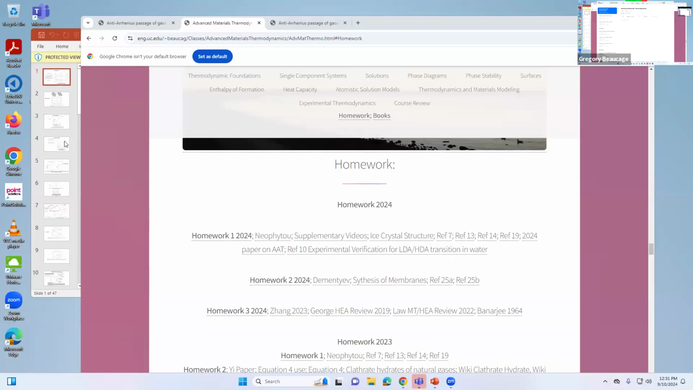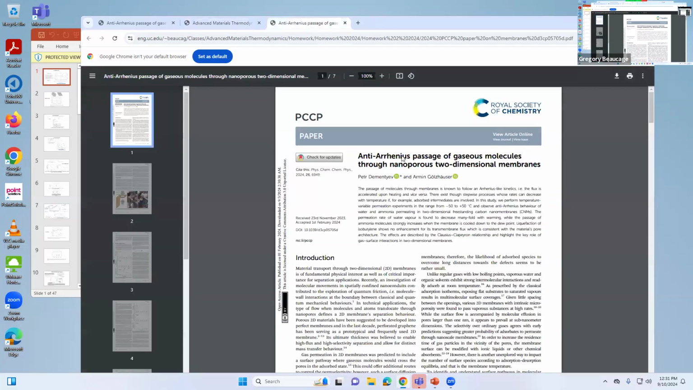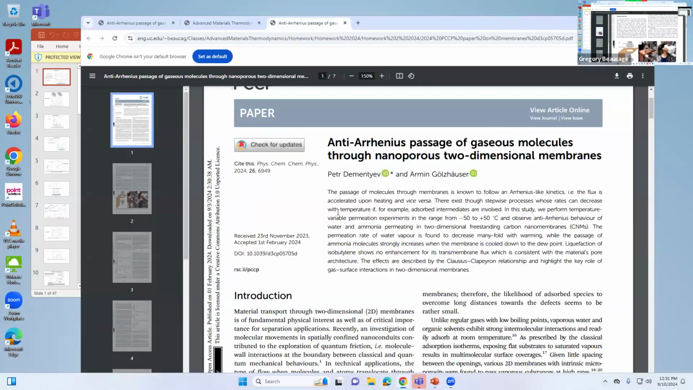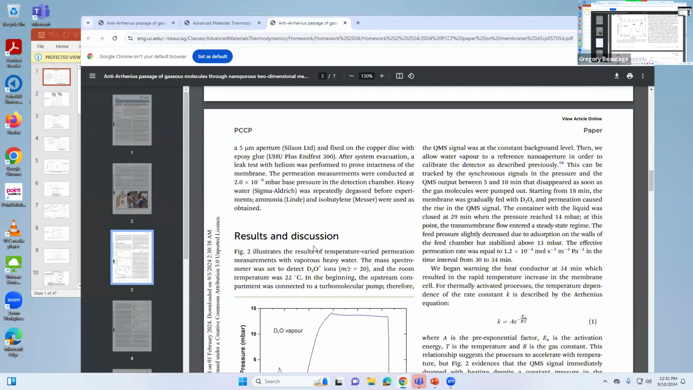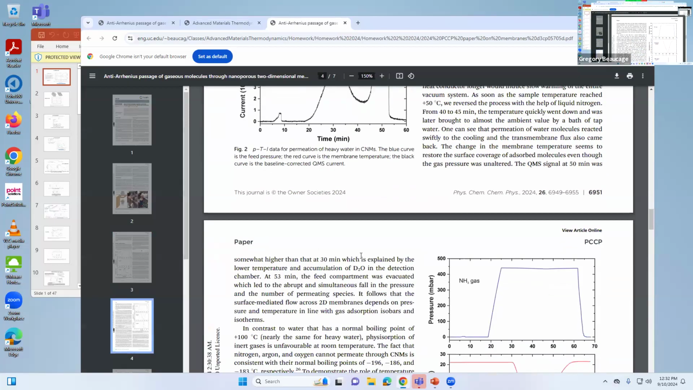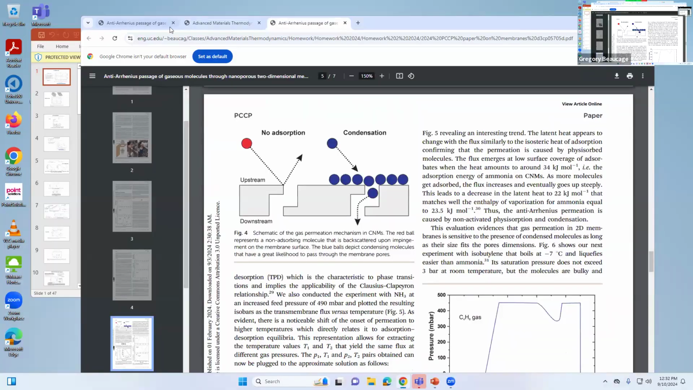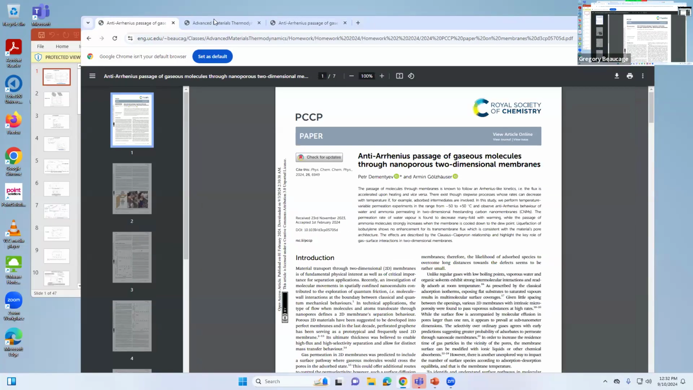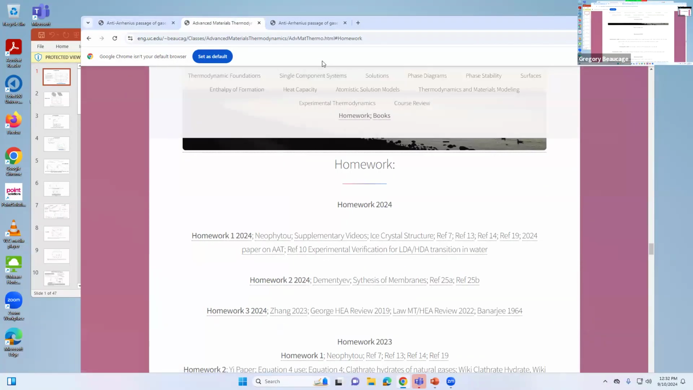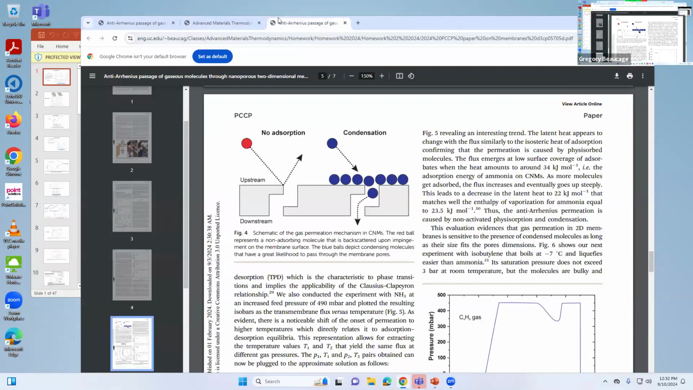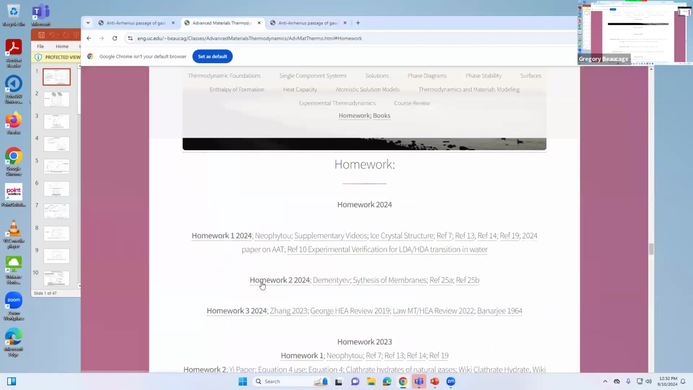Let's see. So the homework was on this paper, about transport, and we did the Clausius-Clapeyron to talk about condensation. And then let's see. Oops, yes, I did the same thing twice. Oops.